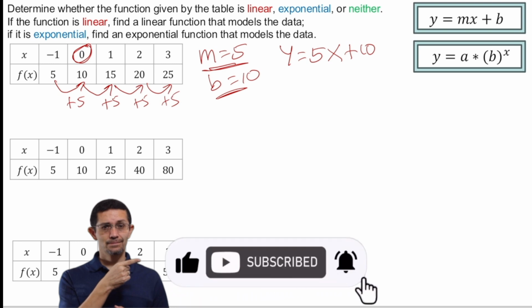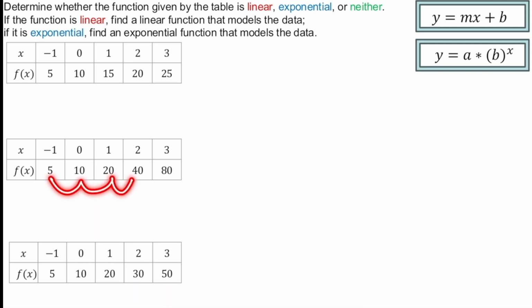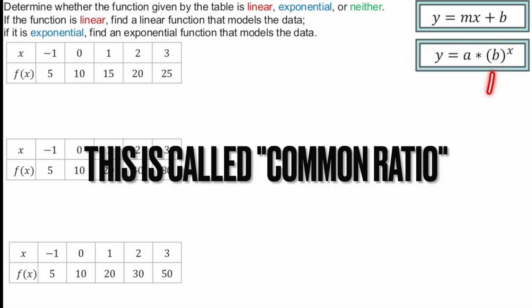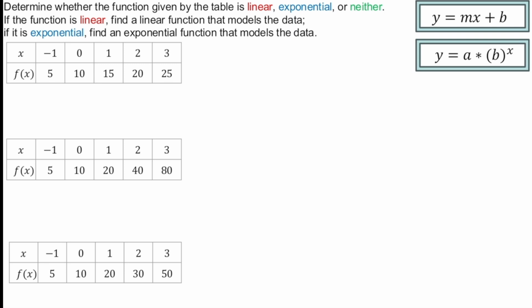Let's go for the second table. So the first thing we have to do is to check what's going on with the y values. In my case, there's an increment of plus 5 here, but then there's a plus 10. My rate of change is not constant, so it's not linear. So now let's check if it's exponential. To be exponential, there has to be something that is called a common ratio. And my common ratio is going to be either my growth or my decay factor, which is the b value. The way I find my common ratio is by taking this value and dividing by the previous one.